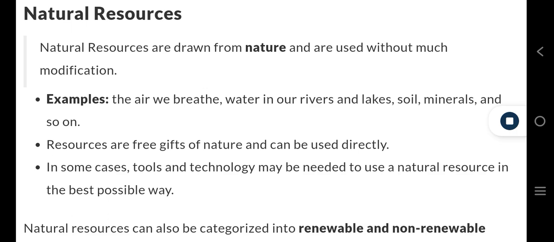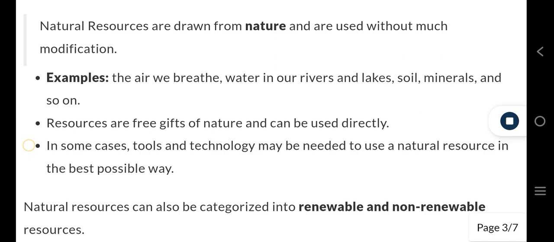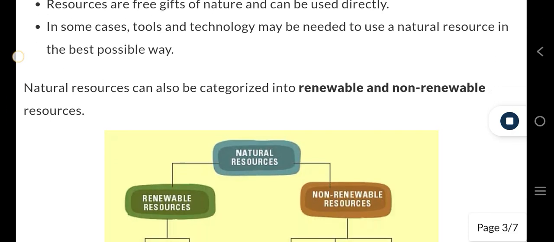Natural resources. Natural resources are drawn from nature and are used without much modification. Examples: the air we breathe, water in our rivers and lakes, soil, minerals, and so on. Resources are free gifts of nature and can be used directly. In some cases, tools and technology may be needed to use a natural resource in the best possible way. Natural resources can also be categorized into renewable and non-renewable resources.